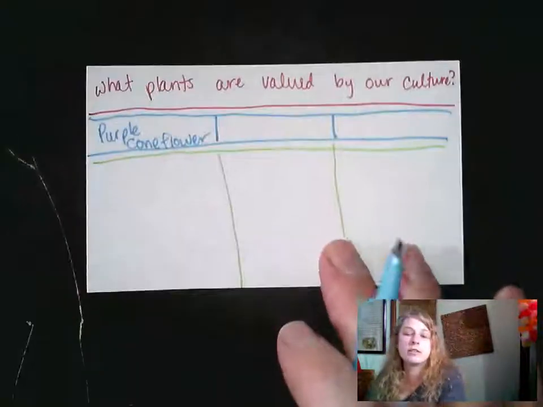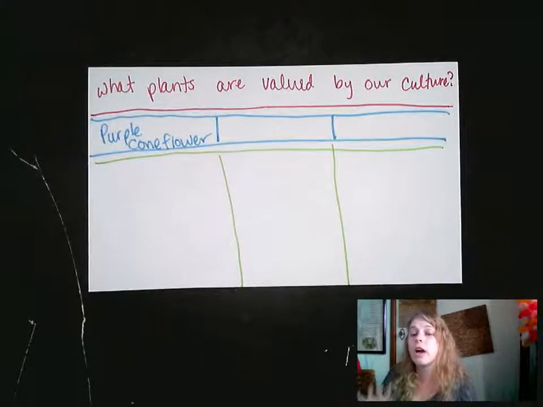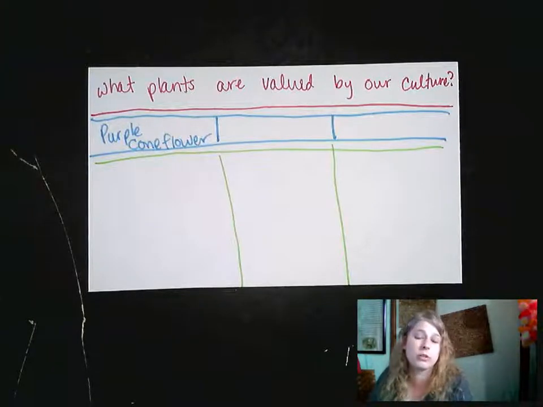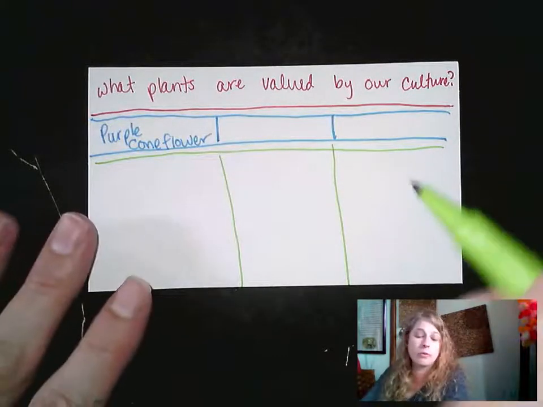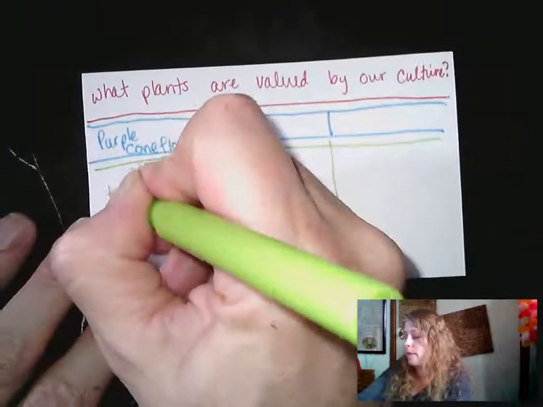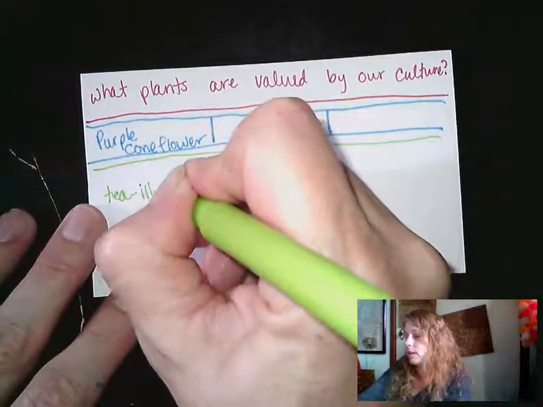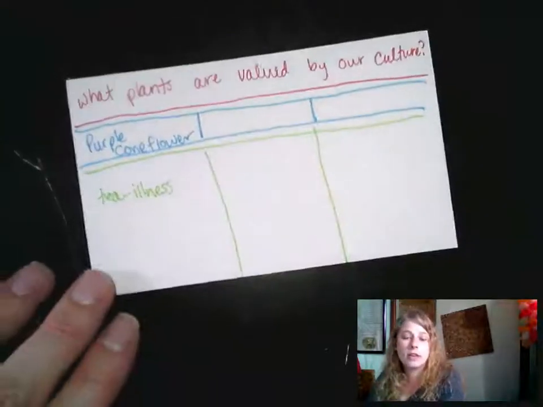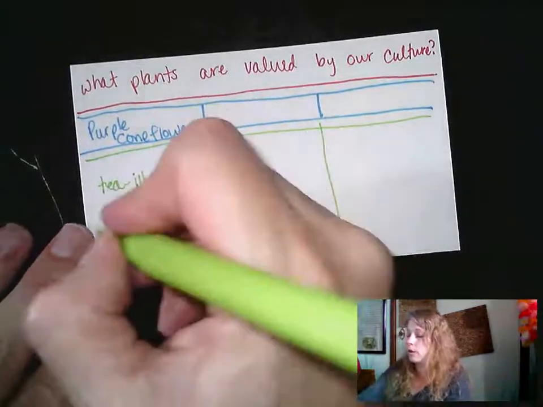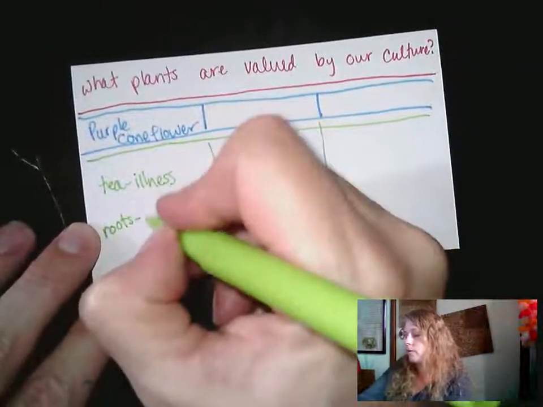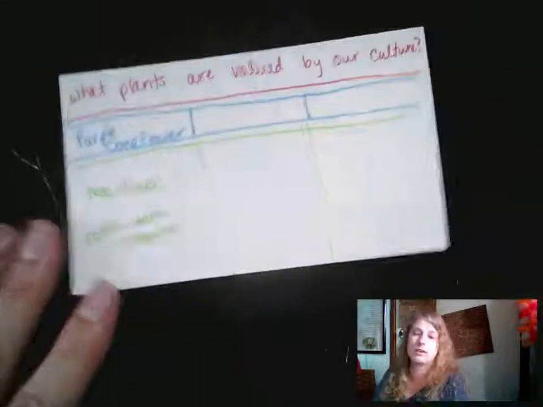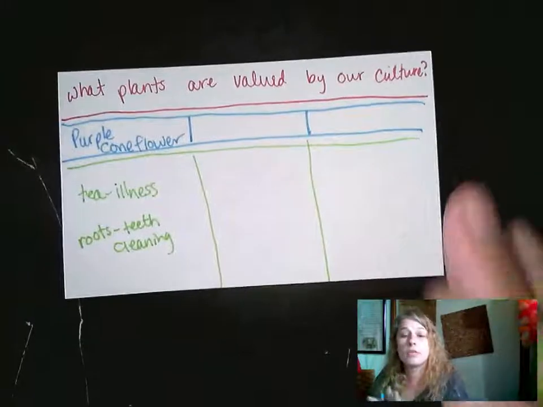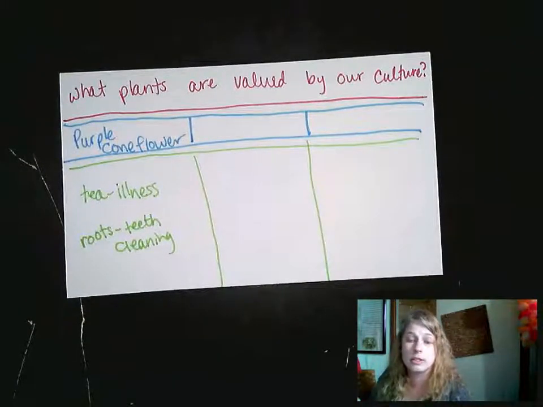And as I listen to descriptions about purple coneflower, I would just write shorthand, what am I being told that purple coneflower was important for? And you may have to ask some prompter questions to find out as you're listening, what did we use it for? So one thing that purple coneflower was used for was to make tea. And that tea tended to be to treat illness. So I could write that down. Another thing that purple coneflower is used for was the roots were used for teeth cleaning. So I could write that down as an idea. Keep in mind, I'm keeping it very shorthand. You don't want to be writing a lot while you're listening to stories.